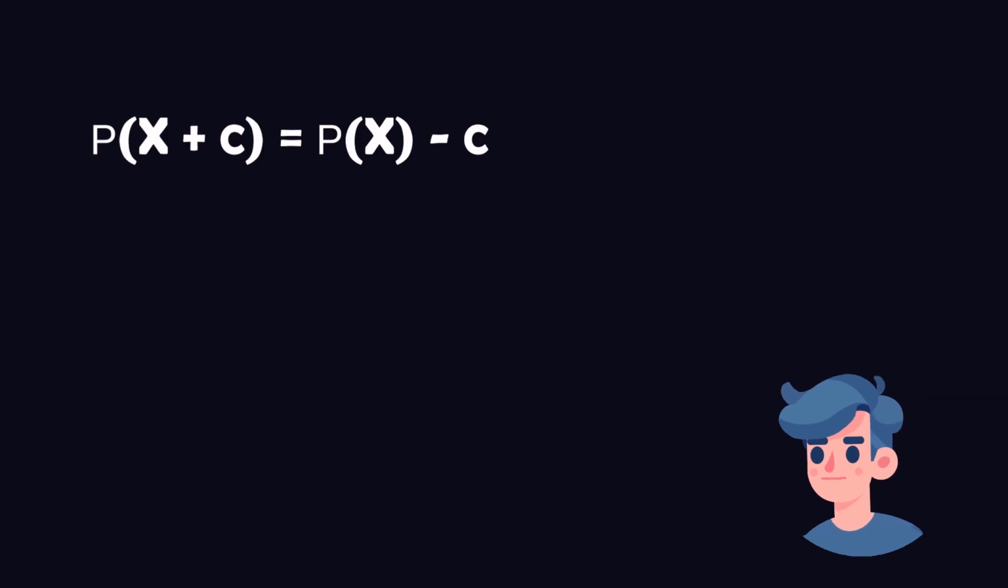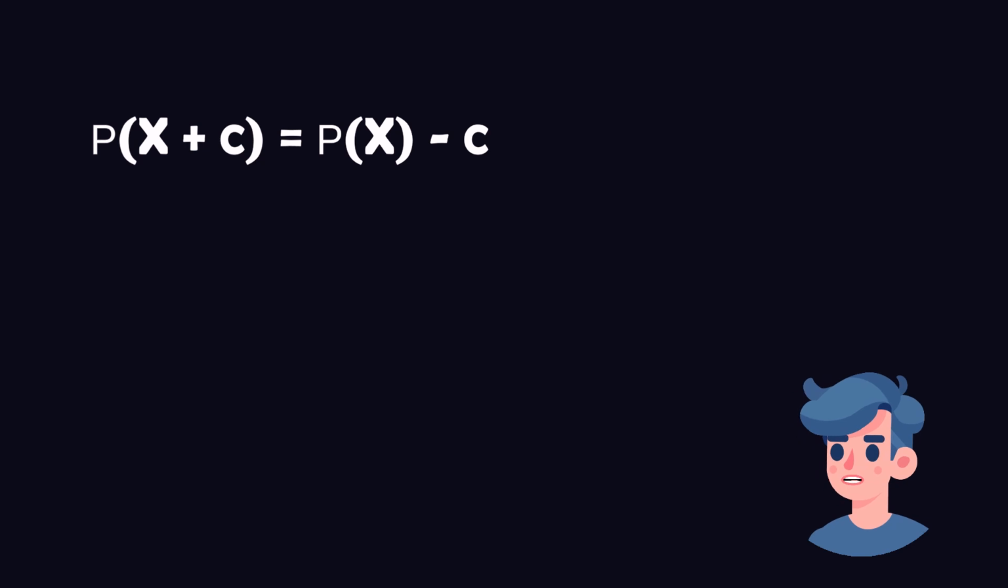Lastly, we have translation invariance. This property tells us that if a certain amount of cash is added to a portfolio, the risk should decrease by that amount. Adding a risk-free asset should reduce the overall risk.